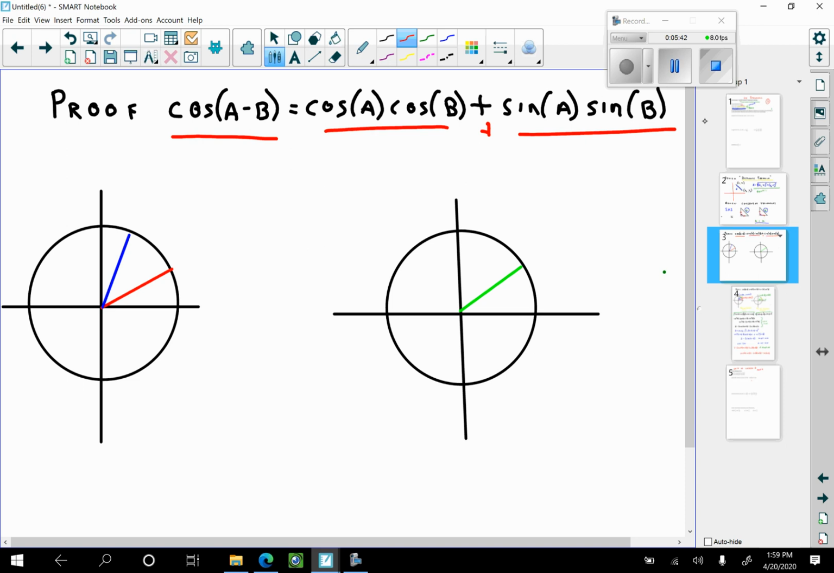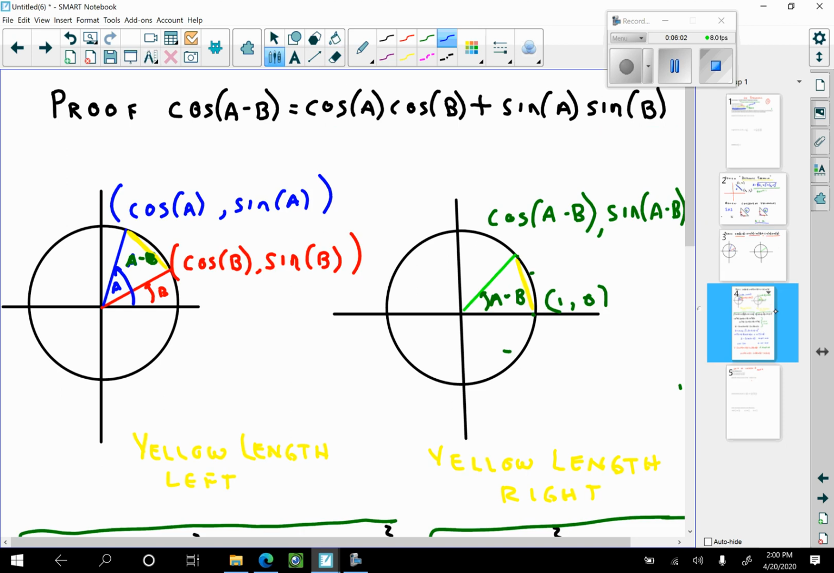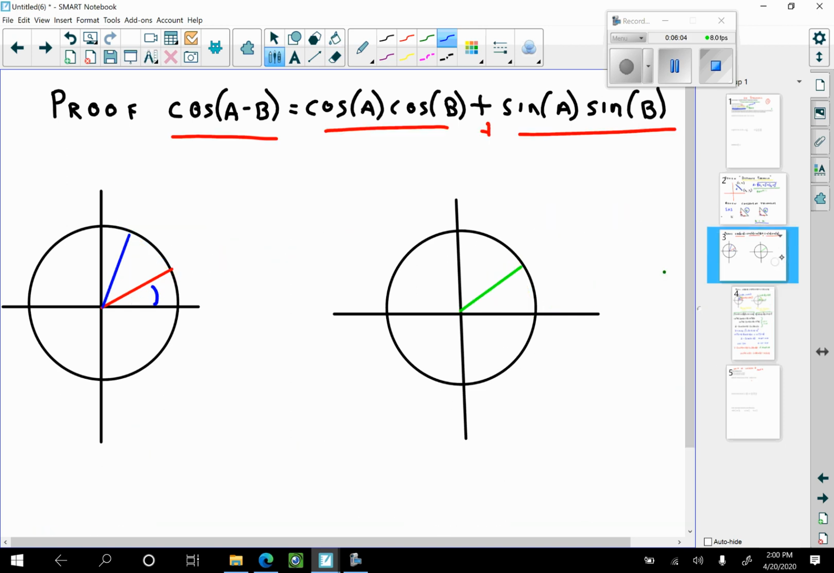The first thing I'm going to do is let this angle be... I'm going to make sure I have my color coordinated right. Okay, I do. So this angle right here, I want this red. This angle is going to be B. Right there, that angle is B.